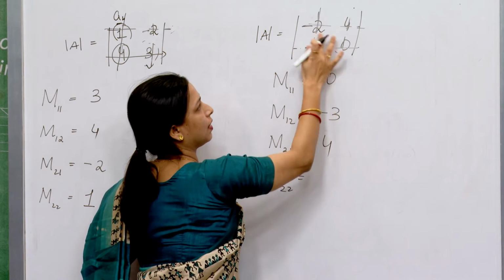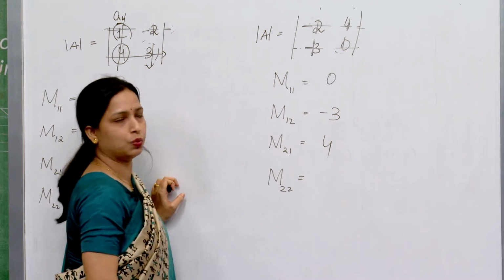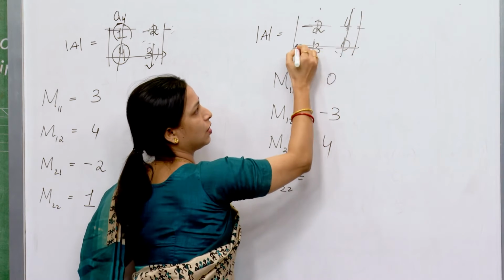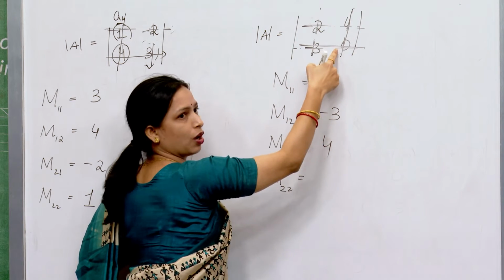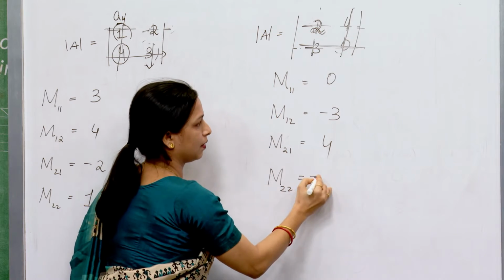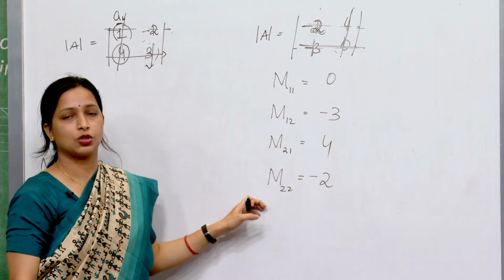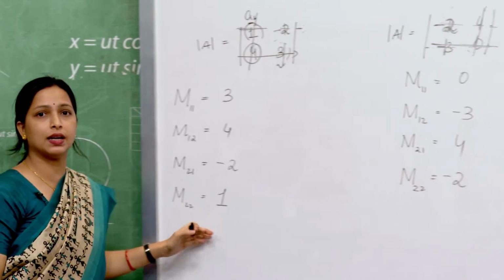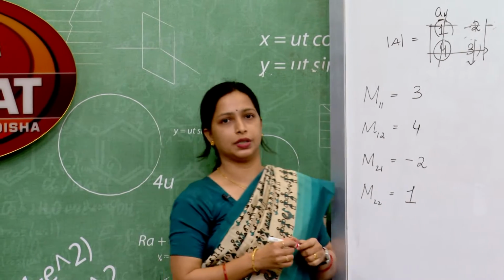Now, finally, A 2 2. So, I delete the row in which 0 exists and the column in which the 0 exists, and the resultant element is the minor. So, this is how we find out the minors of an order 2 determinant.